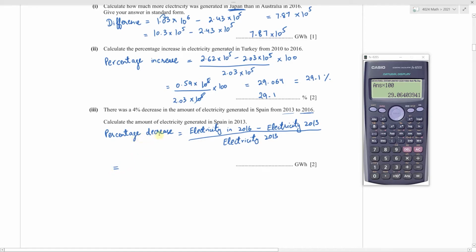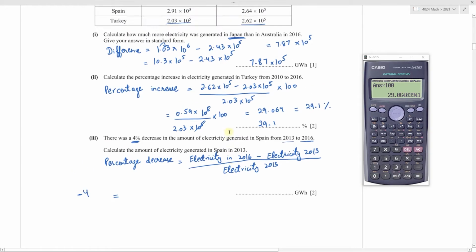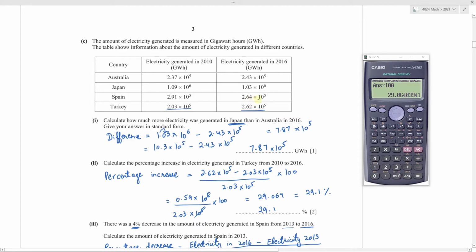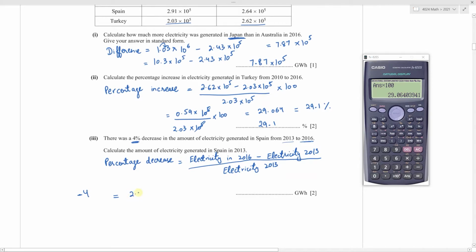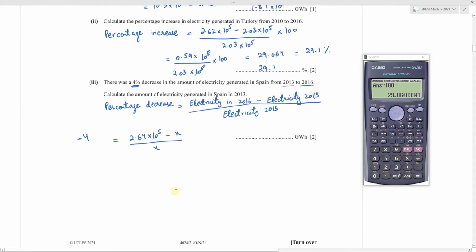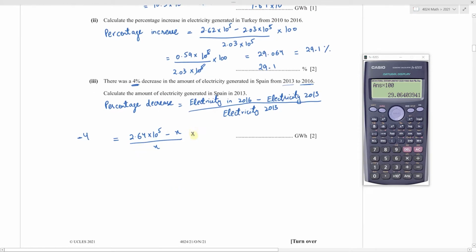So now you have a percentage decrease, which is 4%. So that's a negative value, -4. And then electricity in 2016 in Spain, 2.64 into 10 power 5 minus the electricity in 2013. That is the value that we need to calculate. So let's call it X, divided by electricity in 2013, again X. Multiply by 100 as well, because this is a percentage, -4%.